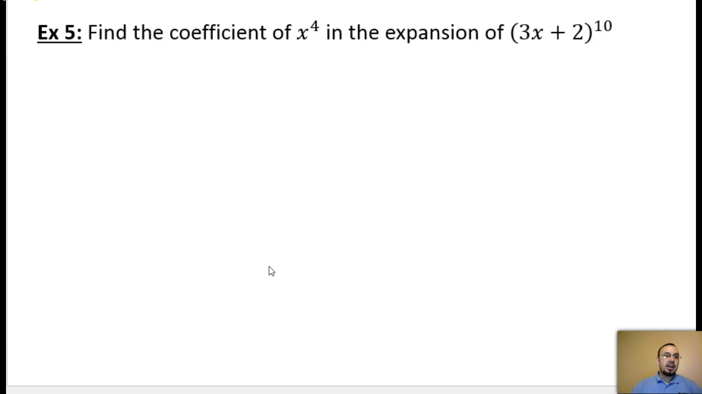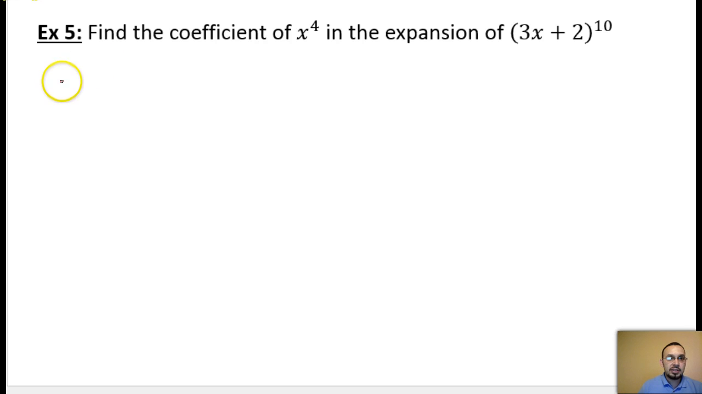So the last thing I want to cover is to find the coefficient of x to the 4th. Now, instead of doing the expansion of 10 iterations, I just want to find what x to the 4th, or the leading coefficient, is. So to remind you guys what a coefficient is, if I had 25x squared, what is my coefficient for x squared? Well, that's just the number in front. It's 25. So with that said, let's get started.